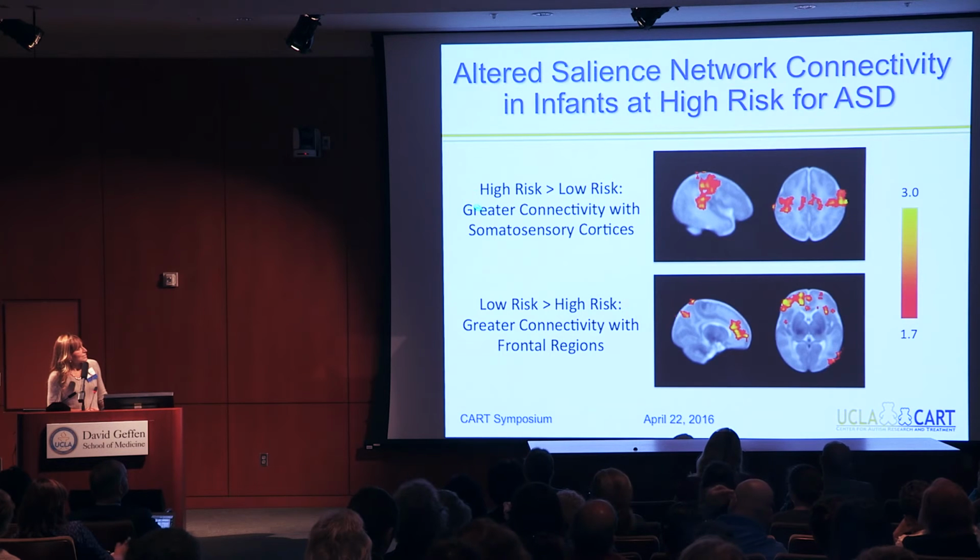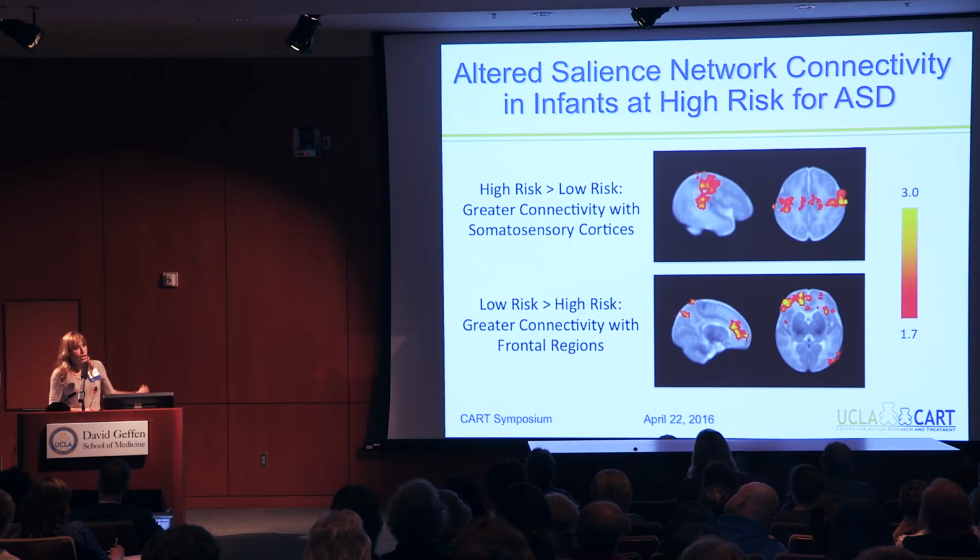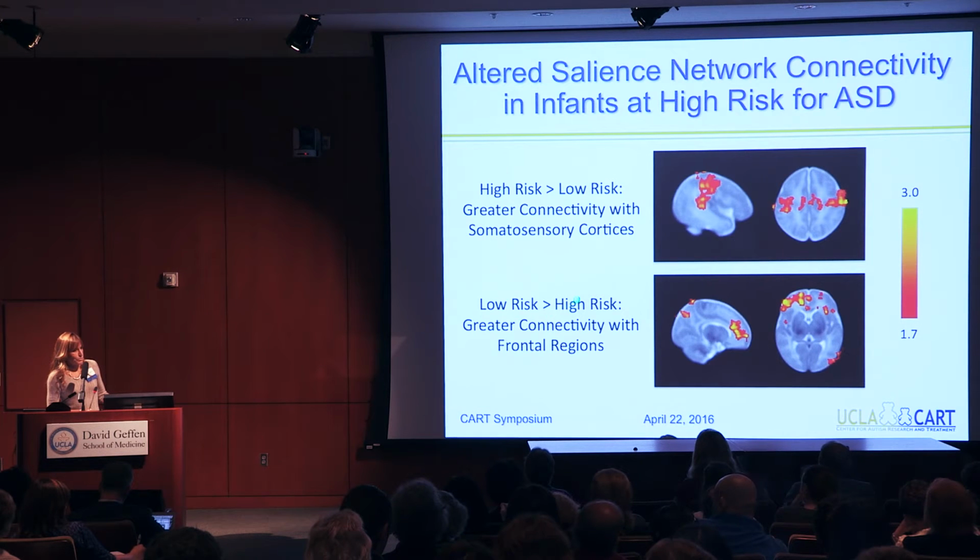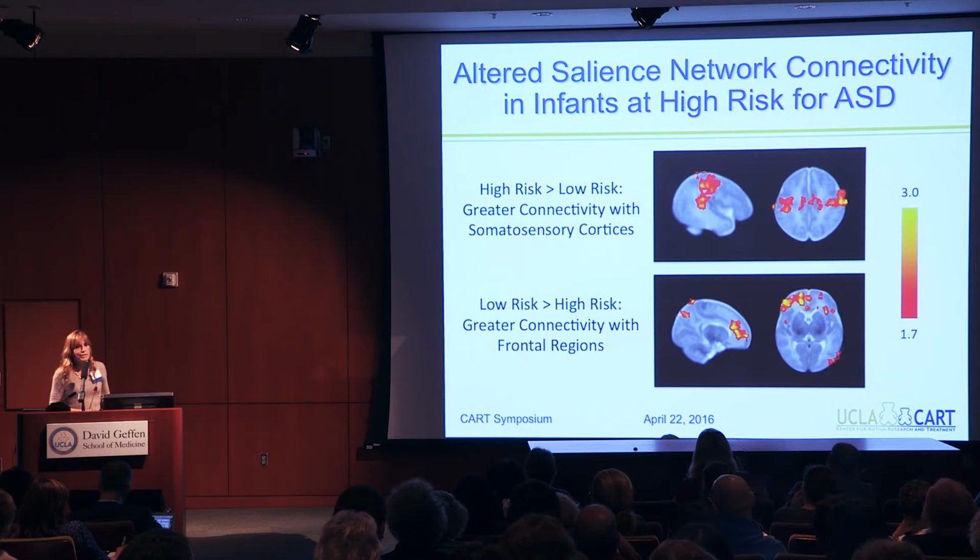What you see here is that the group at high risk for autism, in direct comparison to the low-risk group, shows stronger connectivity between that hub of the Salience network and somatosensory regions. In contrast, the group at low risk for autism shows greater connectivity with frontal regions, including both medial prefrontal cortices and some other more lateral cortices.